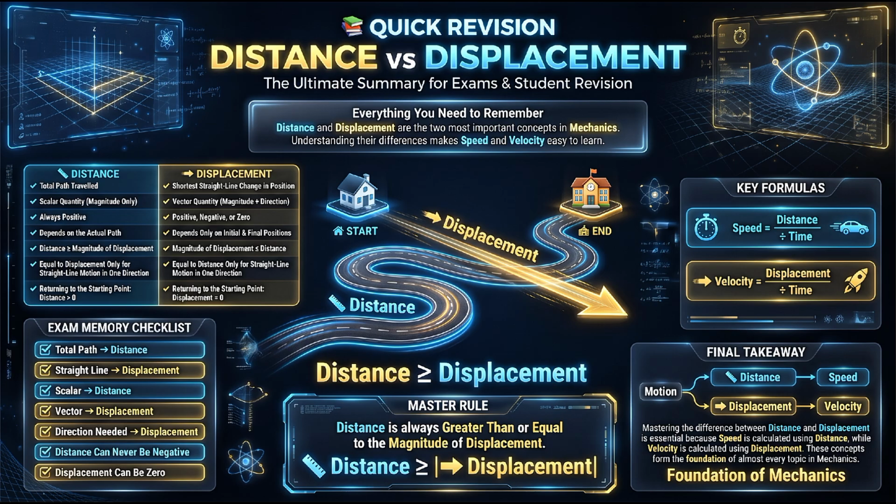These concepts also form the basis of two important formulas in mechanics. Speed is calculated by dividing distance by time, while velocity is calculated by dividing displacement by time. This is why speed is associated with scalar quantities, whereas velocity is associated with vector quantities. The most important rule to remember is distance measures the actual path traveled, while displacement measures the direct change in position. If you understand this single difference, you will be able to solve most motion problems correctly and build a strong foundation for all future topics in mechanics.